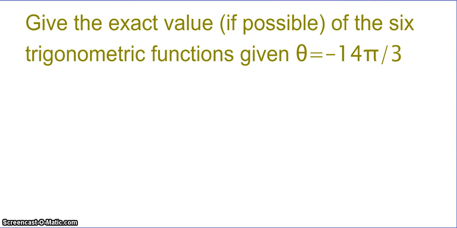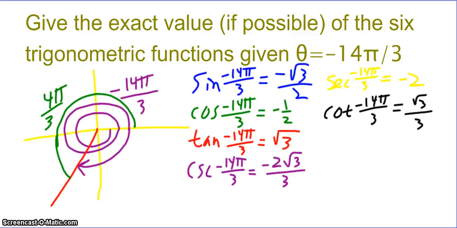Alright, so next one. Give the exact value, if possible, of the 6 trigonometric functions given theta equals -14 pi thirds. So pause the video and unpause when you're ready to check your answer. Alright, so we just need to figure out, well, where is -14 pi thirds? So I drew -14 pi thirds here in purple, and so from there I can see that that is also the same as 4 pi thirds, so they are coterminal angles.